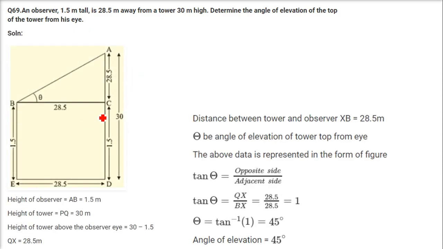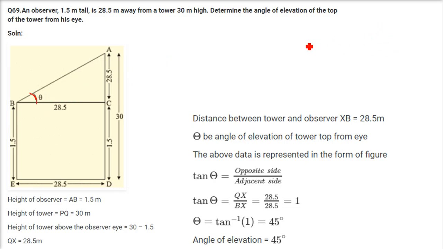An observer 1.5 meter tall. So there is an observer who is 1.5 meter tall. He is 28.5 meter away from a tower 30 meter high. So this is 30 meter height, and he is 28.5 meter distance from this. So this is also 28.5. To determine the angle of elevation of the top of the tower from his eye. So this angle we have to find out, because if I can make a horizontal, this is the angle of elevation. This theta we have to find out.